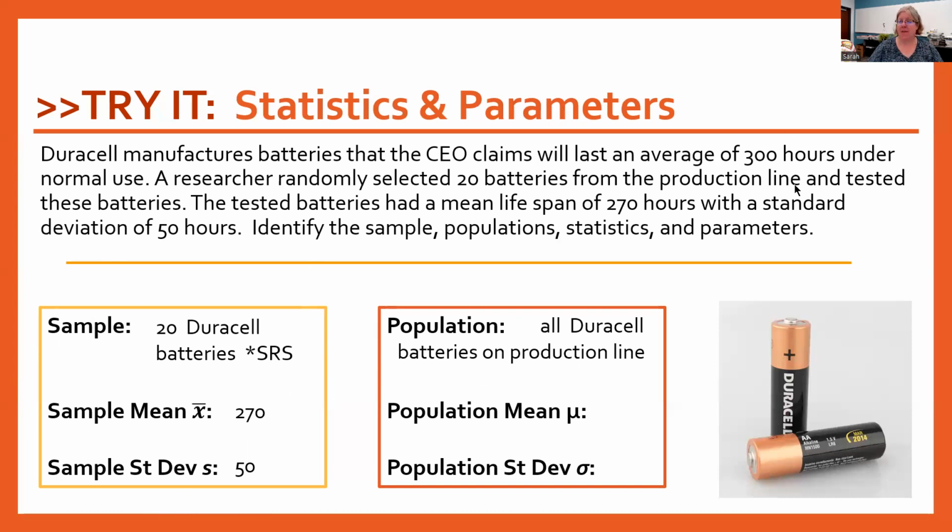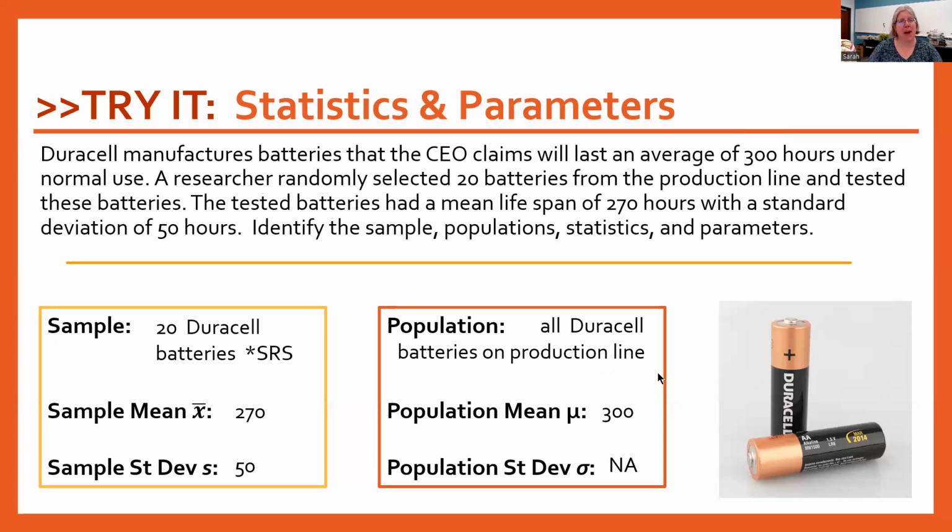For the last number we have left, it says the CEO claims these batteries are going to last an average of 300. Average is another word for the mean, and this is a claim by somebody in authority about the entire population. So our population mean mu is 300, and now we're out of numbers. So our population standard deviation is NA. All right, we have one more example.